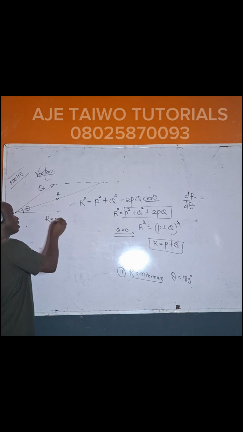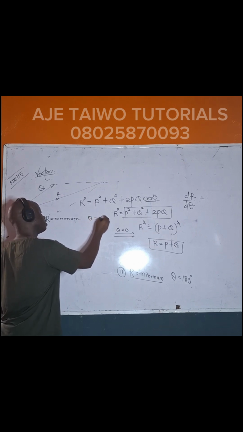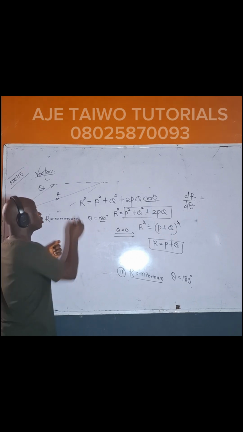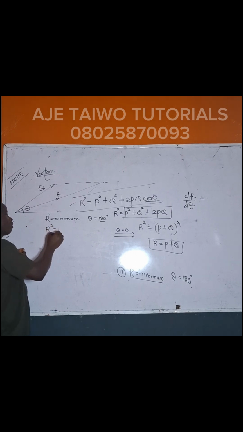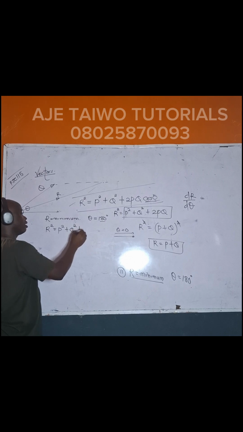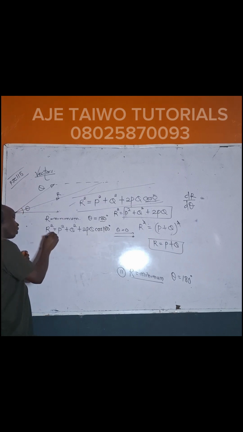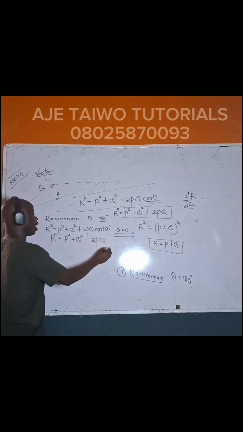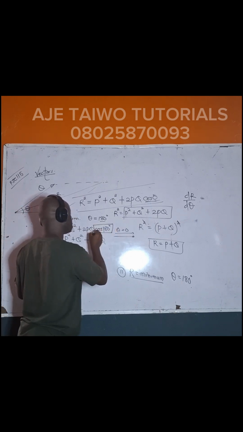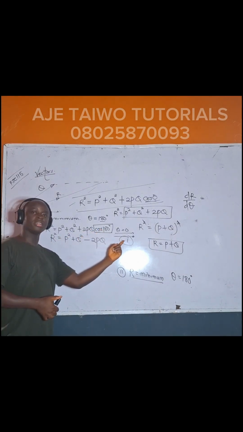When is R minimum? R is minimum when theta is 180 degrees. So put theta as 180 in our formula. You have R squared equals P squared plus Q squared plus 2PQ cos 180. That's R squared equals P squared plus Q squared minus 2PQ. Why? Because cos 180 is minus 1.